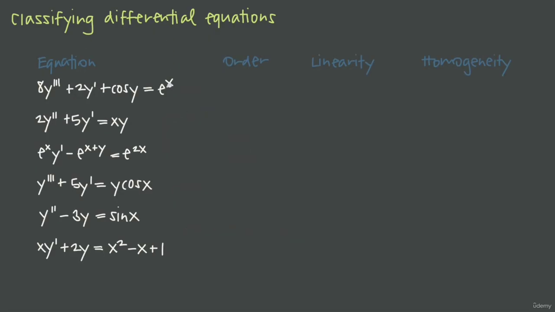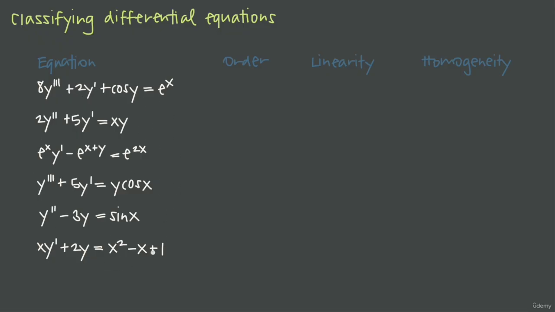These are all examples of ordinary differential equations because you can see that they all include ordinary derivatives. In this case, we've written all the derivatives as y prime, y double prime, y triple prime, but you can see that we have no partial derivatives included here.